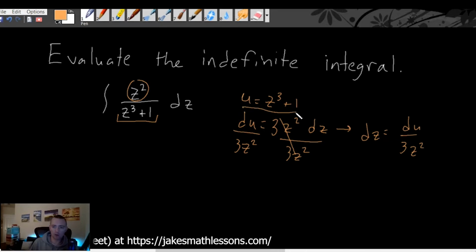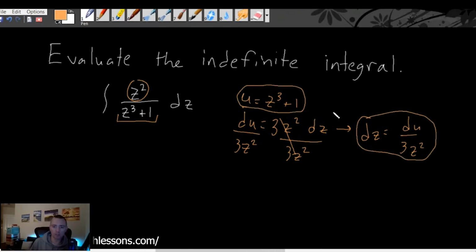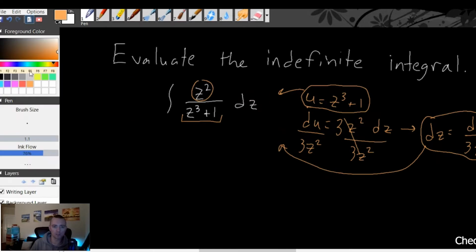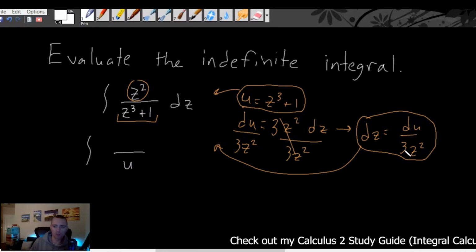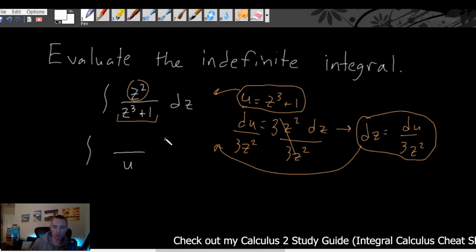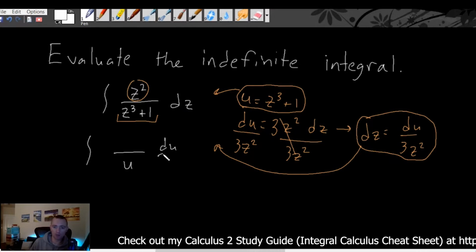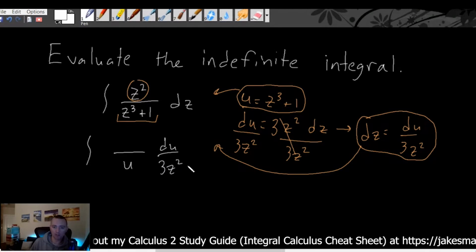Okay, so now what we want to do is take these two pieces, what u equals and what dz equals, and just plug those into this function over here. We can see in our denominator we have this z cubed plus 1, which is the entire u. So we can just replace our denominator with u. And then we have this dz here, which we know is equal to du over 3z squared. So we can replace dz with du over 3z squared.